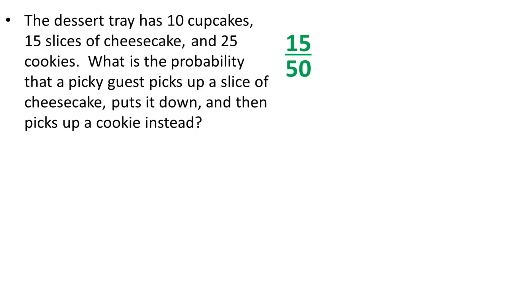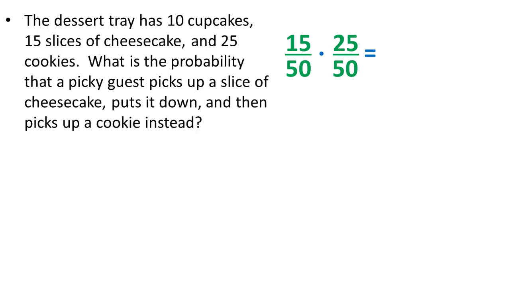Now I need to find the probability of picking up a cookie. There's still 50 items on the tray. Because they put the cheesecake back, there's still 50. There's 25 cookies out of 50 total items. These numbers are big and scary. If I'm going to be multiplying them together, even though I'll be doing it on a calculator, it'll make simplifying later very hard. Right now, I see these numbers and I can see easy ways to simplify.